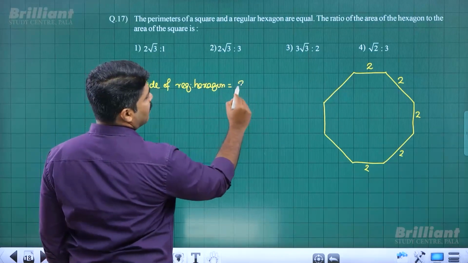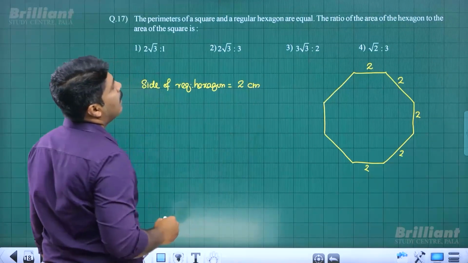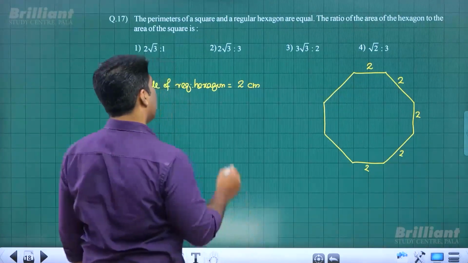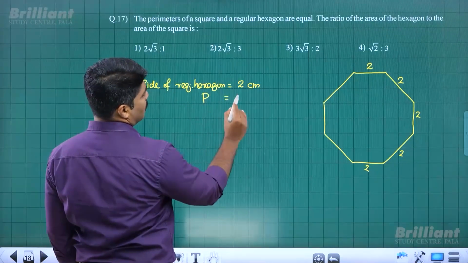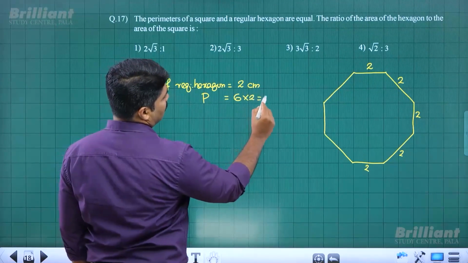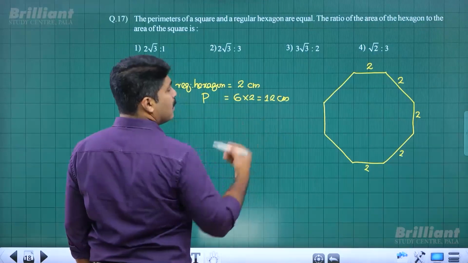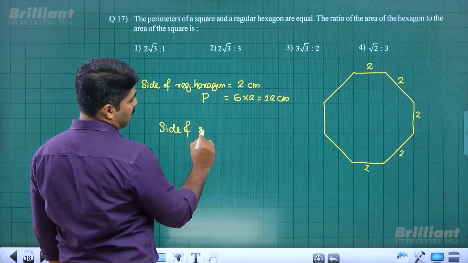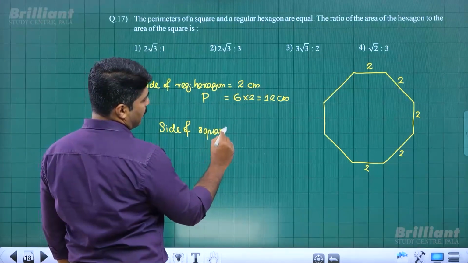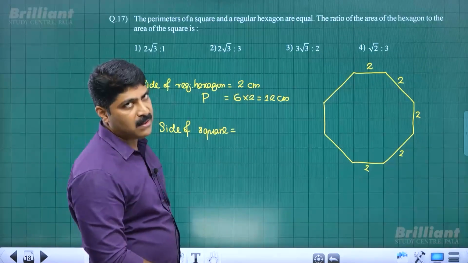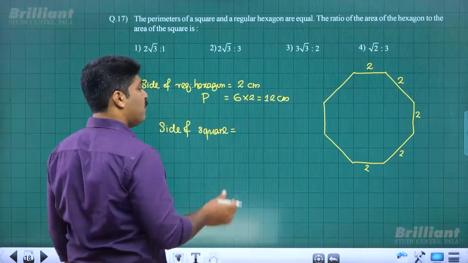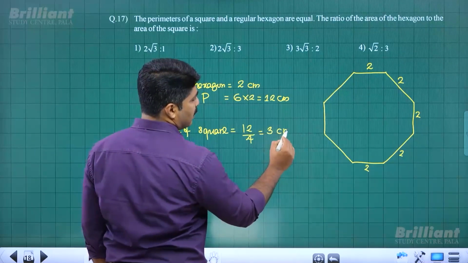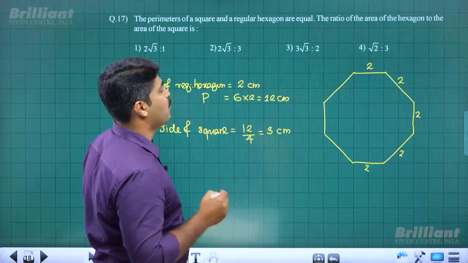So we are assuming the side of the hexagon as 2 centimeter. Here it is given that the perimeter of the hexagon and the square are equal. Therefore, the perimeter is 6 times 2, which is 12 centimeter. So how to find out the perimeter of a square? That is 4 times the side. Therefore, this is 12/4, which is equal to 3 centimeter. That is the side of the square.